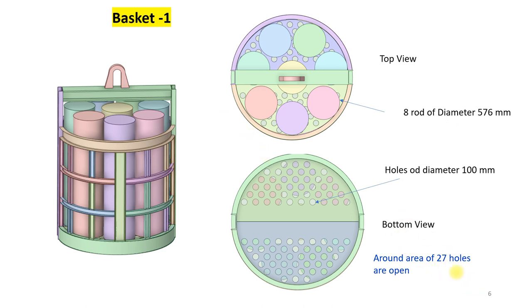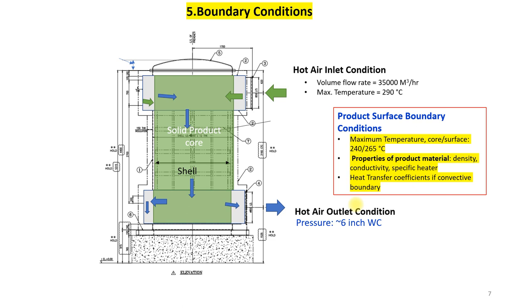This is case one, and this is the actual geometry. Air enters from the top. It enters through the perforated plate, then it passes through vertical passes, then it passes through the basket shell, and then it turns to the right and moves through the outlet. This is the geometry.